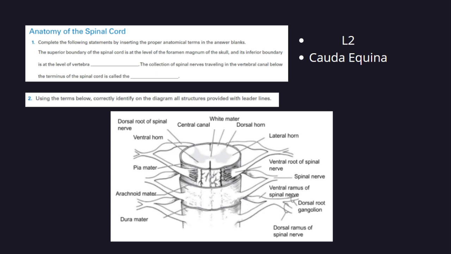The middle line is the central canal, and on the left side are the dorsal root of spinal nerve, the ventral horn, pia mater, arachnoid mater, and dura mater. On the right side are the white matter, dorsal horn, lateral horn, ventral root of spinal nerve, ventral ramus of spinal nerve, dorsal root ganglion, and the dorsal ramus of spinal nerve.